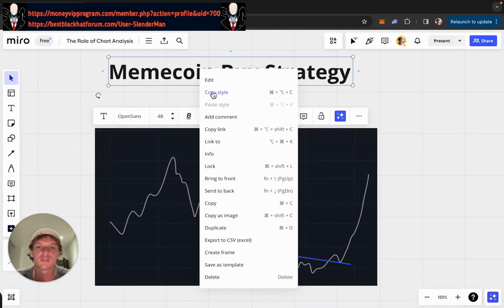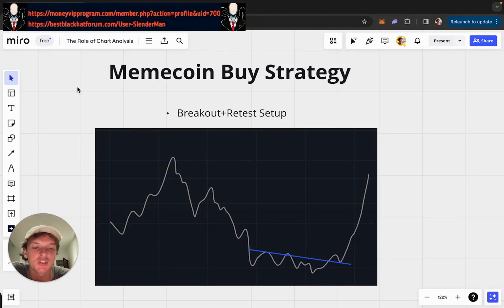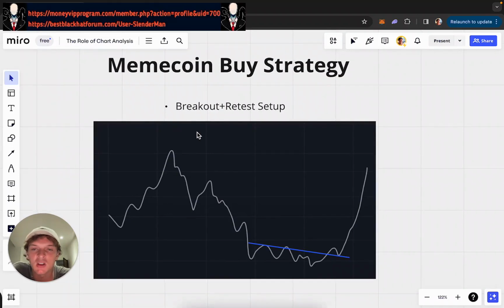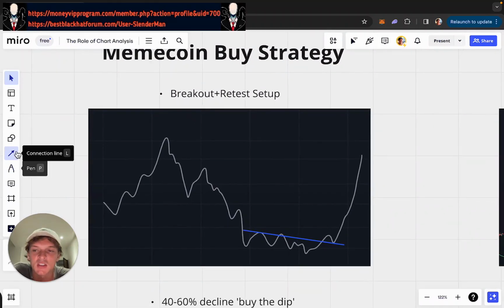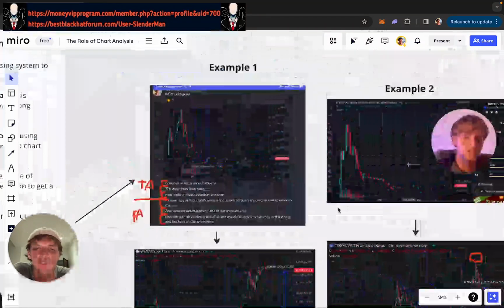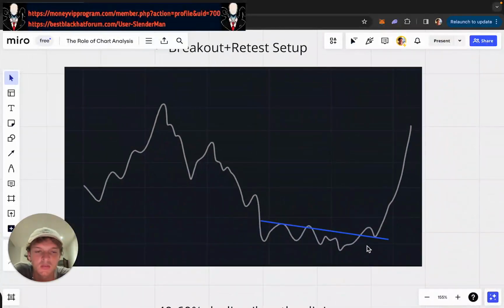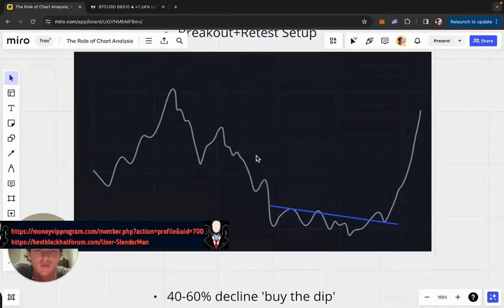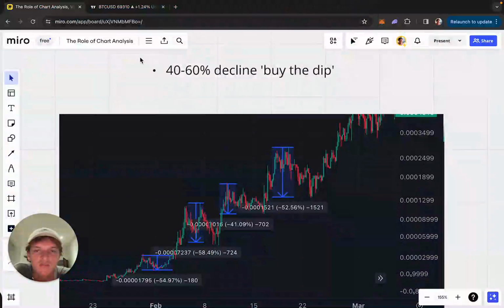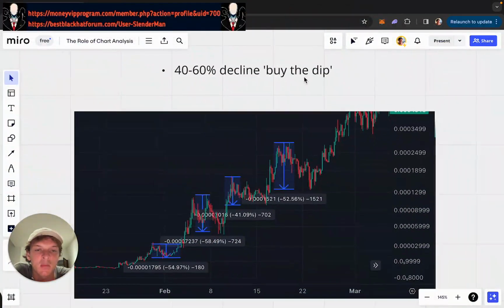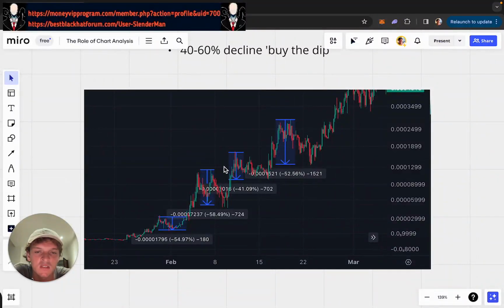So let's go over and recap what we just talked about. Using chart analysis for meme coins, I have two types of buying strategies using technical analysis. Strategy number one is the breakout and retest. Which coin does this look like? Remember we talked about this coin? Aha, this one, right? Resistance, breakout, retest, up. Toshi and Wen did this one. Now, another one that you can do is the 40 to 60% decline, buying the dip. So this is Fenki Base God. You can see here that from the peak to the bottom, each time it did a 54%, 58%, 41%, 52%. If you just bought the dip on this coin, you made money.